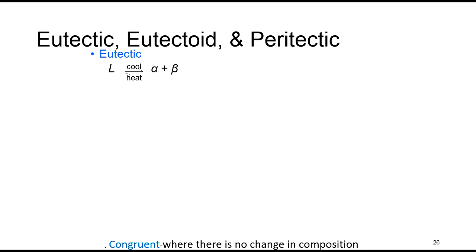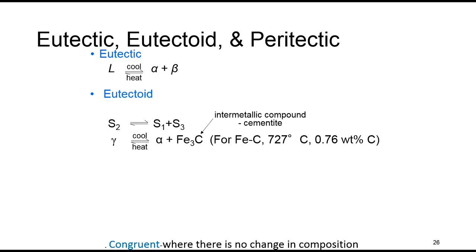There are other invariant points involving three different phases. These include the eutectoid. In the eutectoid point, one solid phase transforms into two other solid phases. As you can see, one solid upon cooling changes into two solids, and by heating, these two solids are transformed into one solid. An example is in the iron-carbon phase diagram, where phase gamma upon cooling is transformed into solid phase alpha and the intermetallic compound cementite, and this happens at 727 degrees Celsius at this weight ratio.